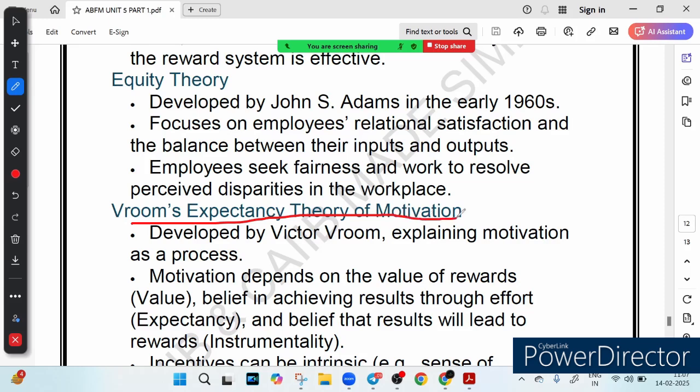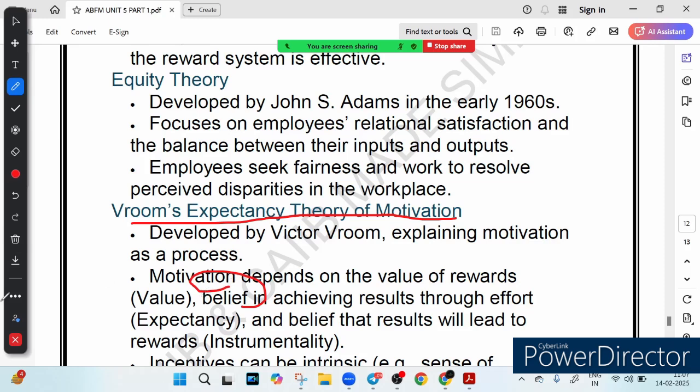What about the Vroom expectancy theory model? Now let's talk about one of the most logical motivation theories, which is called Vroom's expectancy theory. It says that motivation is not just about reward, but also about belief. So here you will see the importance of belief. There are three components of it. The first is called expectancy.